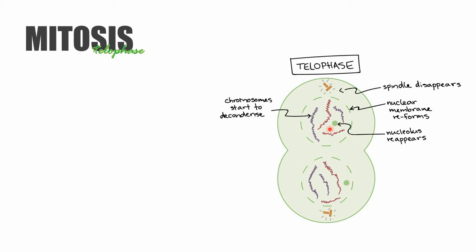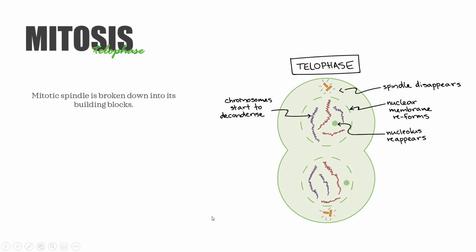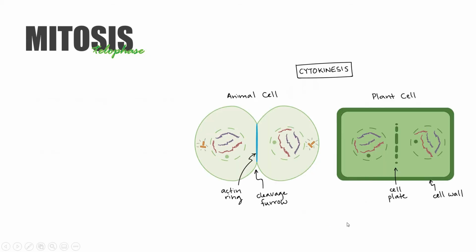Remember that since meron na nga may mga chromatids na nga dito, the reason why nagre-reappear ang nucleolus is because meron ng mga chromatids dyan. Okay, so telophase. The mitotic spindle is broken down into its building blocks, yung component molecules niya. The two nuclei, nucleoli, and nuclear membranes form, and then chromosomes decondense to return to their stringy form. Ayan, ganyan yung form nila.